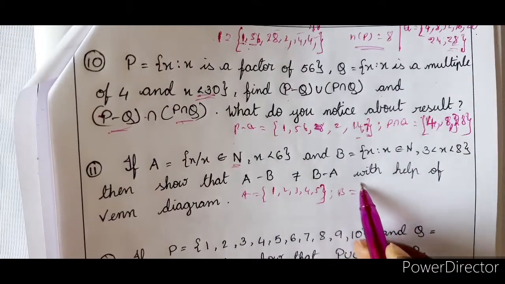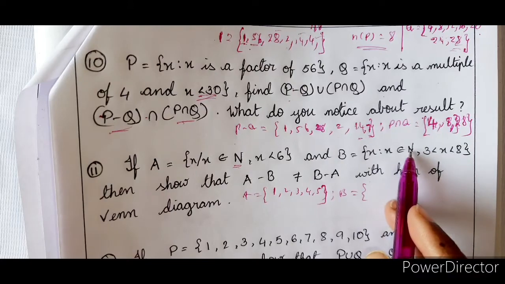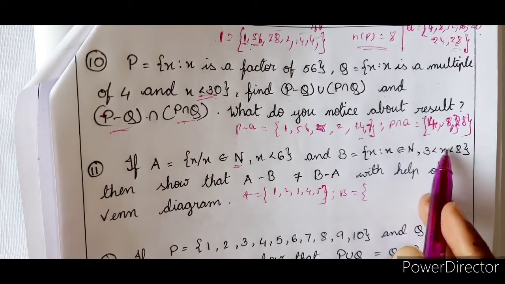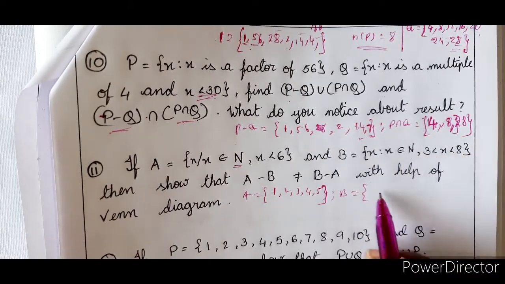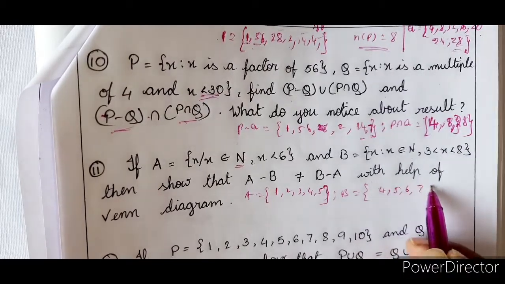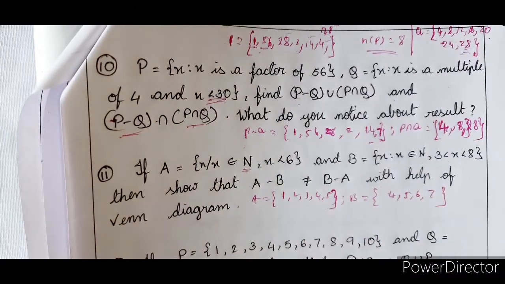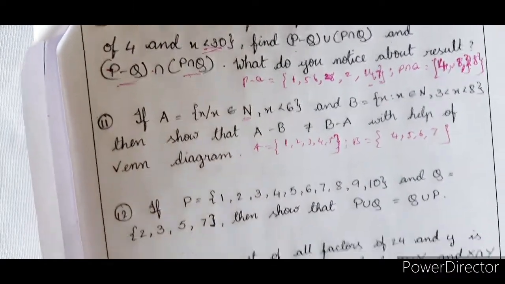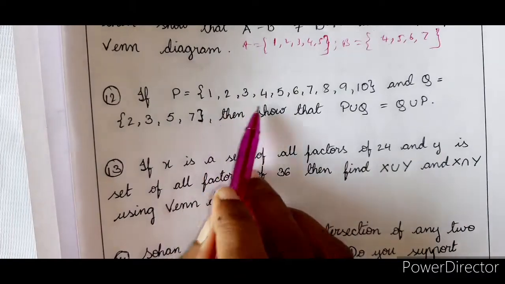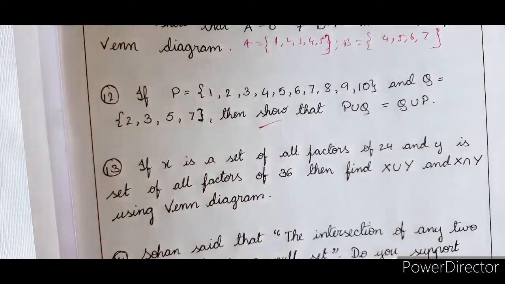And now B is equal to, I'll write only the sets, remaining you can do. N belonging to natural number and it lies between 3 and 8. That means should be greater than 3: 4, 5, 6, 7. That's all. Now find out whatever is asked. Now 12th one. P is so and so and Q is so and so. Then also show that, this one you can do by yourself.